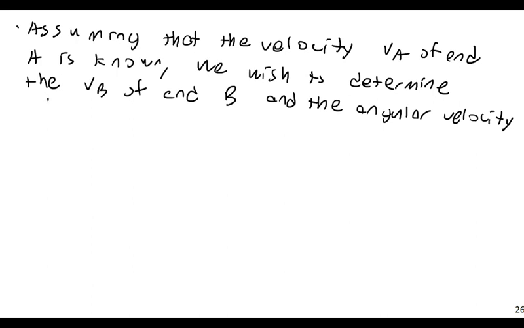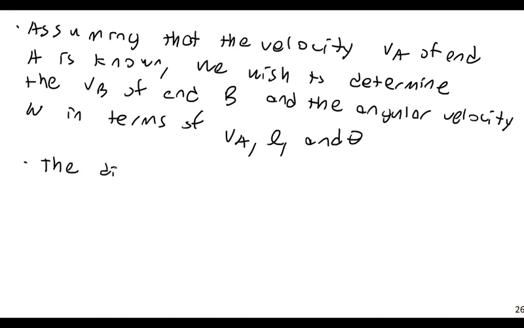And the angular velocity omega in terms of VA, so I guess this is really our first example here, L and phi, or sorry, theta. I've got to be consistent here. So the direction of VA and VB are known. They're vertical and horizontal, respectively. Direction of VB and VA are known.